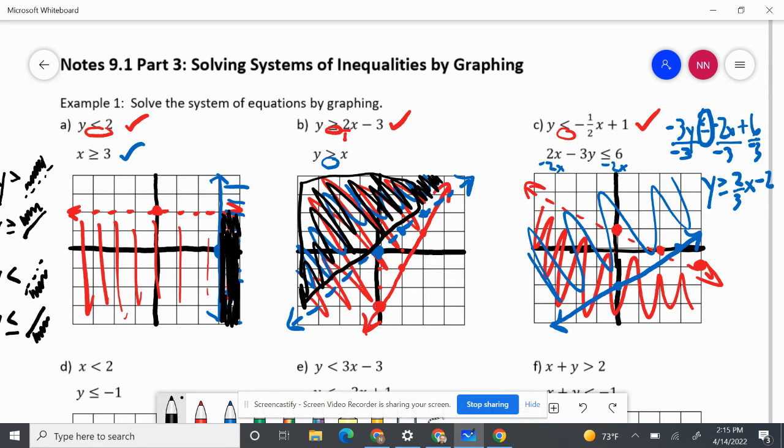So we look to see where the red shading and the blue shading meet, and we see that this right here is our answer, so we darken it in. And those are all our possible answers. Okay, pause for a second, see if you're able to do the next three.